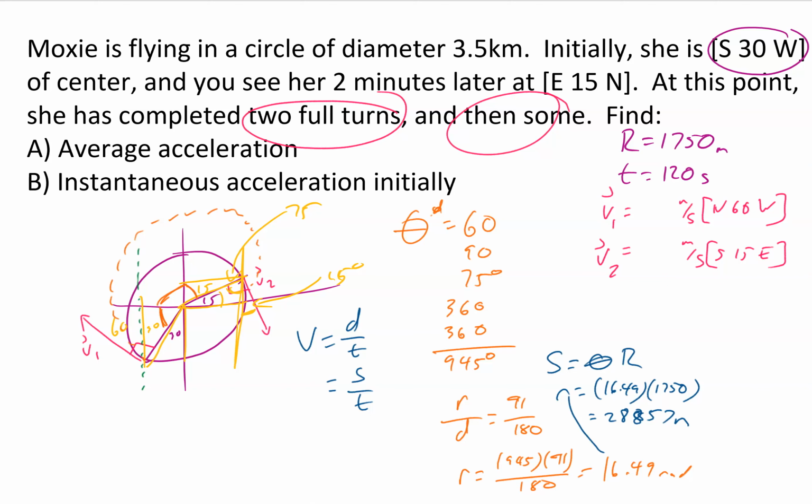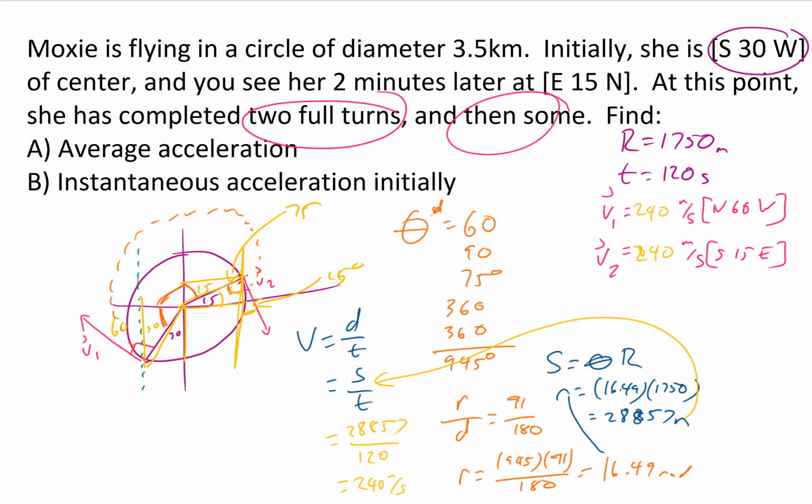So we can use this information and plug it into here. We know Moxie traveled 28,857 in 120 seconds, which means that she was flying at 240 meters per second. So we now know what these values should be for V1 and V2.